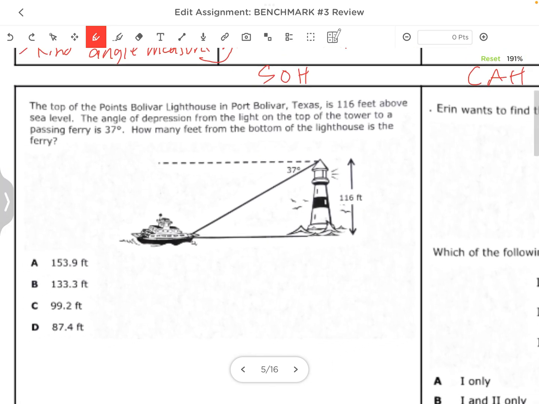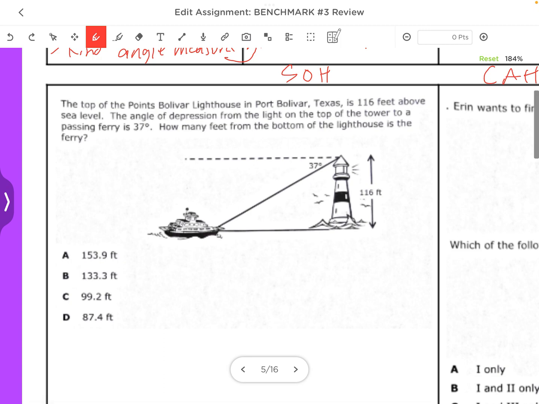All right, so let's take a look. It says the top of the Bolivar Lighthouse in Texas is 116 feet above the sea level. The angle of depression from the light on the top of the tower to a passing ferry is 37 degrees. How many feet from the bottom of the lighthouse is the ferry? So that's what we're trying to find. That's our x.